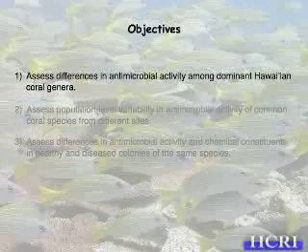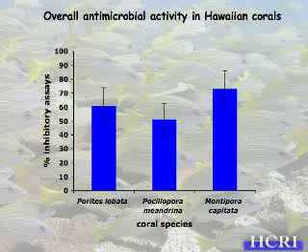So our first objective was to determine whether differences in antimicrobial activity existed among the dominant Hawaiian coral genera. This is the percent of extracts from these corals that exhibited inhibitory activity against those bacteria as compared to bacteria grown without extract, so compared to the normal growth of the bacteria. And these error bars for each of these corals represent their effects against the 9 different bacterial strains. So this graph just shows that all 3 of the corals that we looked at do have high levels of antimicrobial activity.